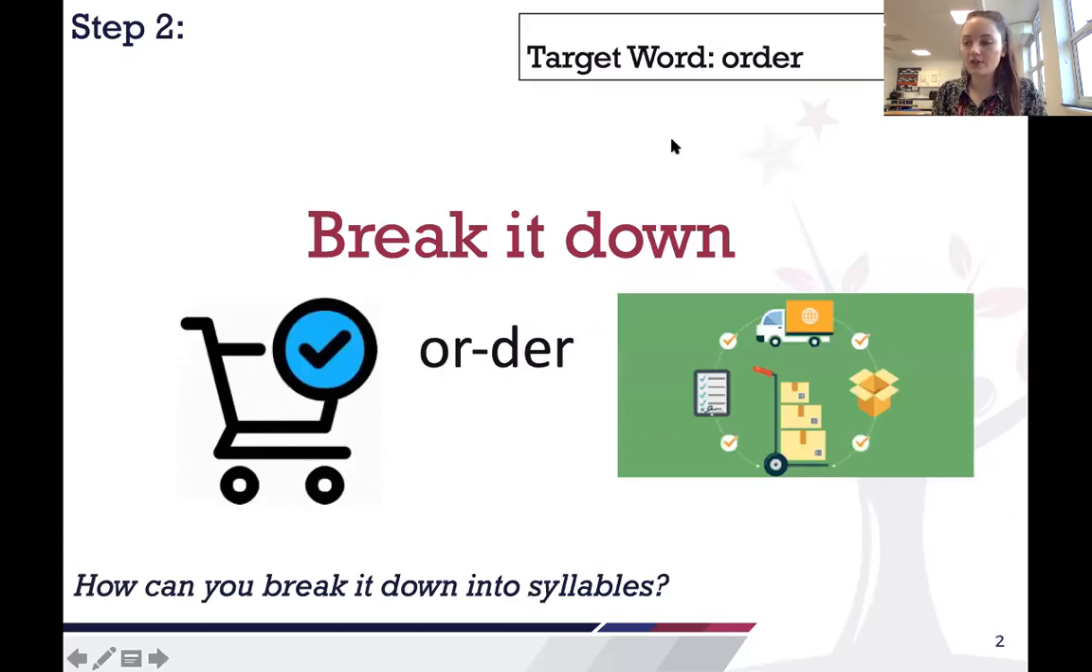So the next thing that we're going to do is we're going to break this word into syllables. Syllables are how many beats there are in a word. So to find out how many syllables there are, we're going to clap whilst we say the word for each beat of the word. Are we ready? Order. Order. Order. It's got 2 syllables. Well done. Order. 2 syllables, 2 claps.